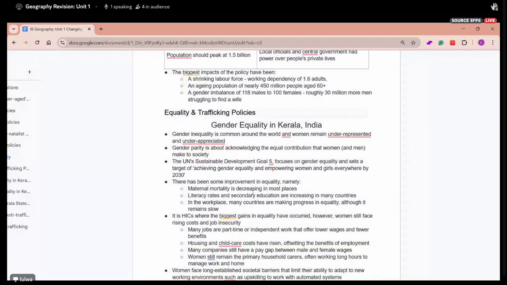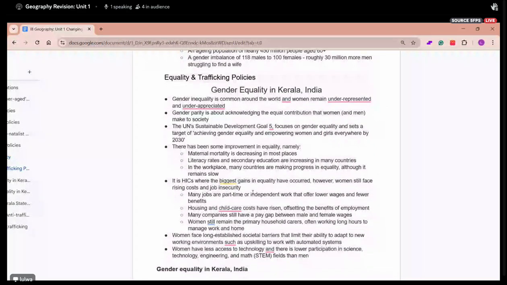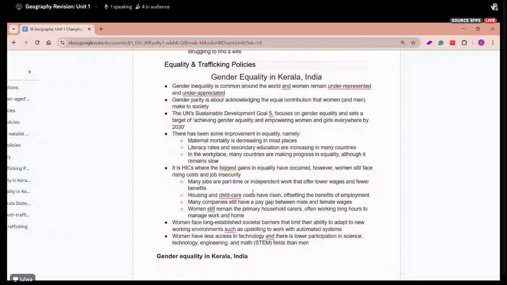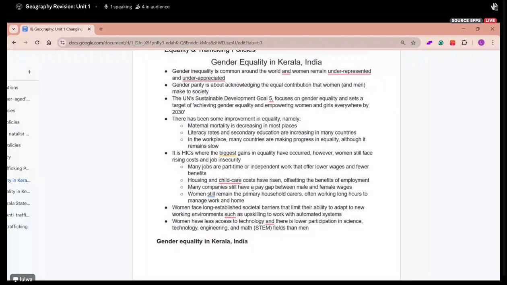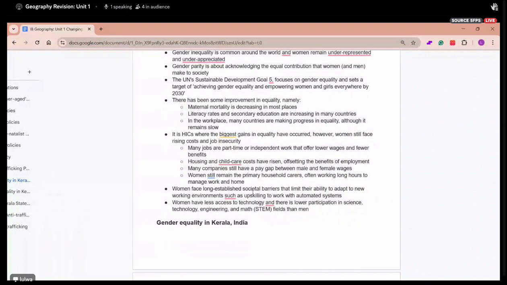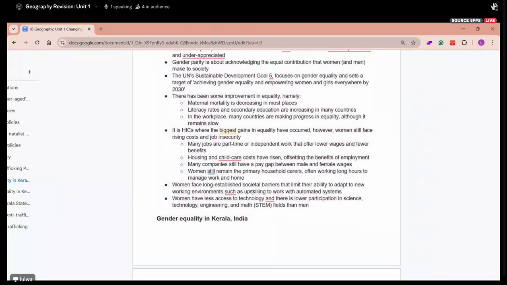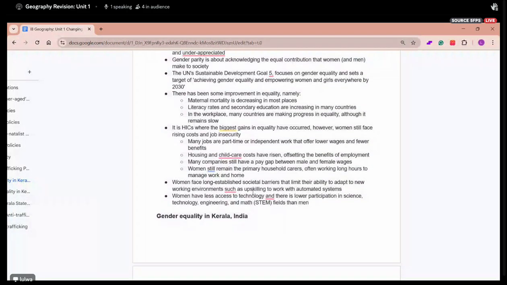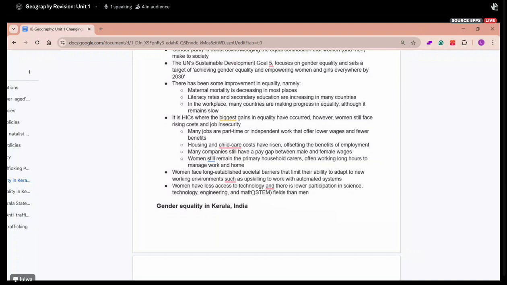So, gender equality in Kerala, India. Gender inequality is common around the world, and women remain underrepresented. There has been some improvement in equality, namely maternal mortality and literacy rates, and many countries are progressing in the workplace. It is in HICs where the biggest gains in equality have occurred. However, women do still face rising costs and job insecurities. Women face long-established societal barriers that limit their ability to adapt to new working environments, and women have less access to technology, and there's lower participation in science, technology, engineering, and math fields than men.